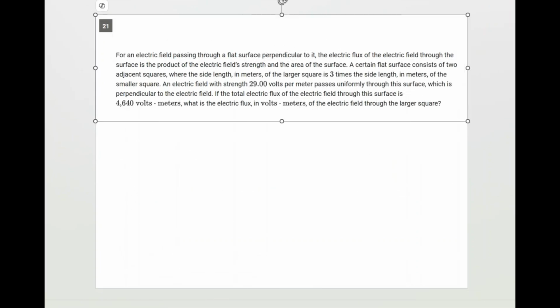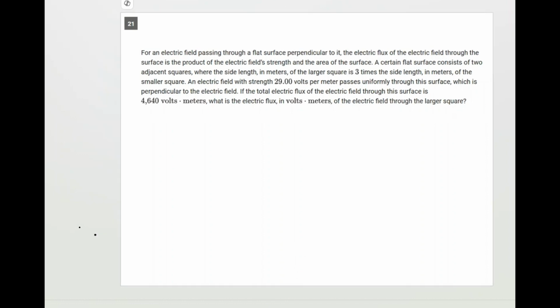So let's read the passage. For an electric field passing through a flat surface perpendicular to it, the electric flux of the field through the surface is the product of the electric field's strength and the area of the surface. So flux equals strength times area. A certain flat surface consists of 2 adjacent squares, where the side length in meters of the larger square is 3 times the side length in meters of the smaller square.